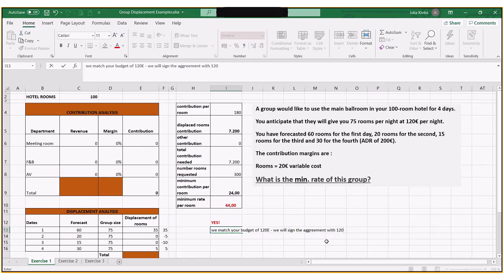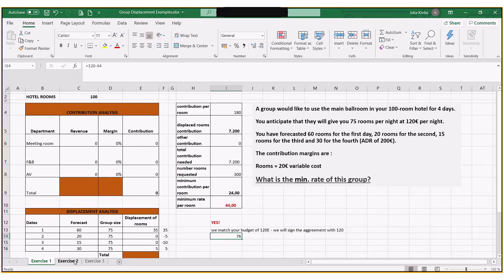right? That means we are actually still gaining additional revenue, because if you calculate the 120 that the group is willing to pay per room per night minus the 44 that I necessarily need, meaning I'm making 76 euros per room per night additionally. So that is a definite yes to the group, because only from the transient with 7,200, I'm not probably going to achieve the same revenue additionally per room per night. That's the solution for the first exercise.